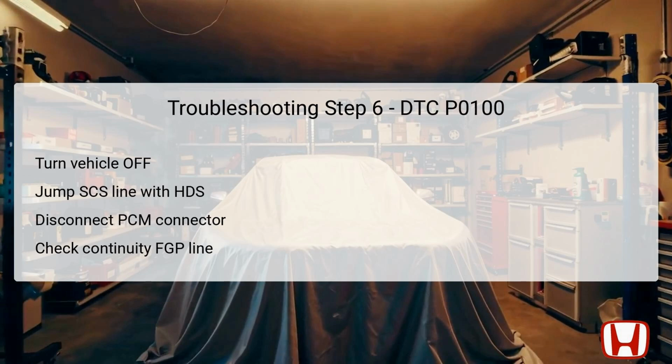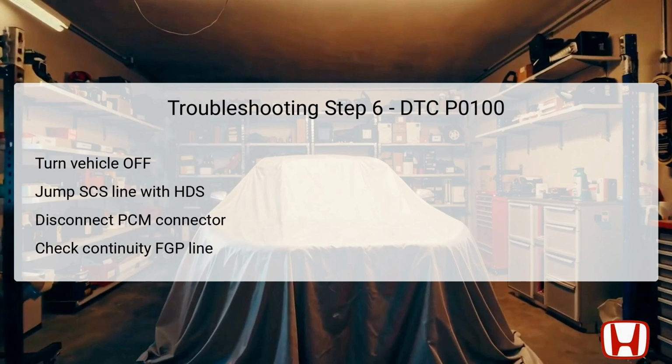First, turn the vehicle off completely. Utilize the HDS to jump the SCS line, allowing for a reset period of over 1 minute. After that, disconnect the PCM connector E for testing continuity. Measure the continuity from the MAF sensor's female terminal number 1 to the body ground.